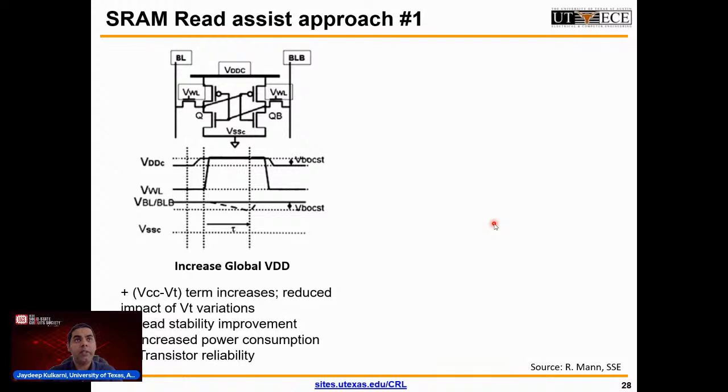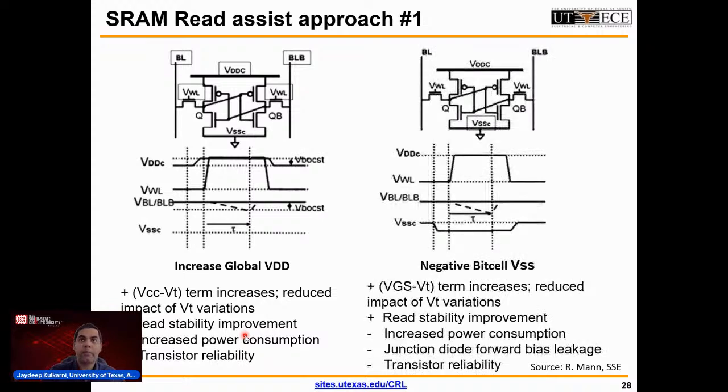So starting with the read assist techniques, there are various ways one can improve the read stability of the SRAM bit cell. Essentially, we are trying to increase the gate to source voltage of the PMOS transistors trying to hold the logic one. And this can be done by increasing the global VDD. So what is done is the supply voltage of the inverter pair is increased. The word line voltage is also increased. So it is as if the entire bit cell is operating at a higher voltage compared to the rest of the periphery. So that is one approach.